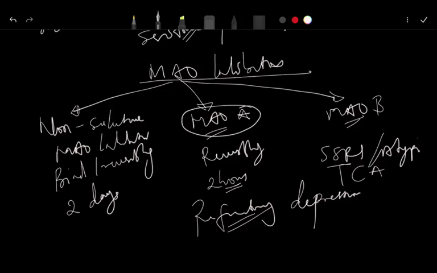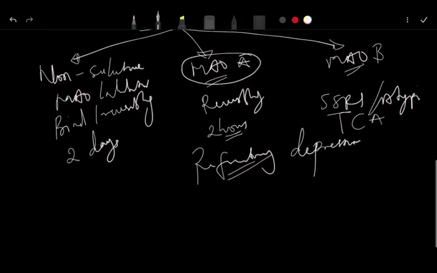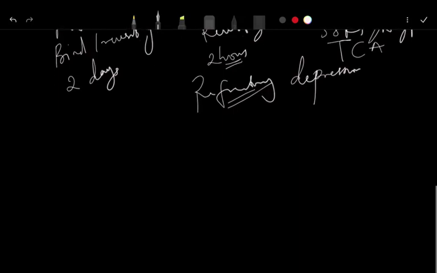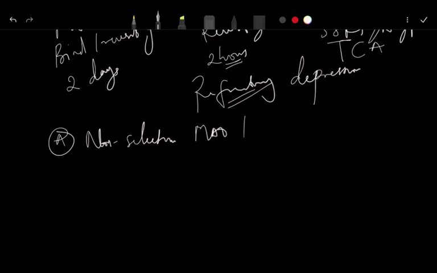The reason why they are not first line basically is that they have a lot of side effects, as we will see shortly. But before we go into those side effects, let's give examples of drugs under each of these classes. Let's say the non-selective MAO inhibitors. There are two main drugs there. Let me put A for the first class, the non-selective MAO inhibitors.